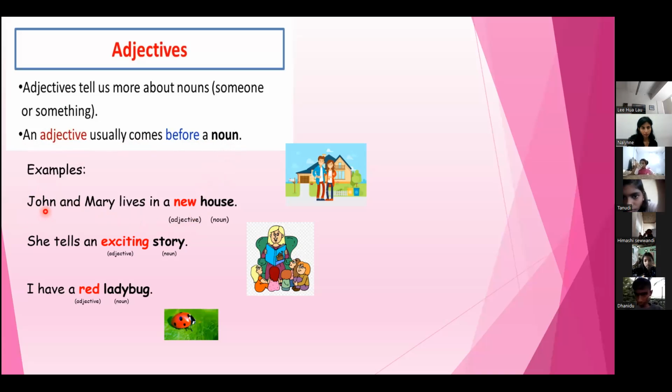Can anybody read the sentence, please? John and Mary live in a house. A new house. Aha.